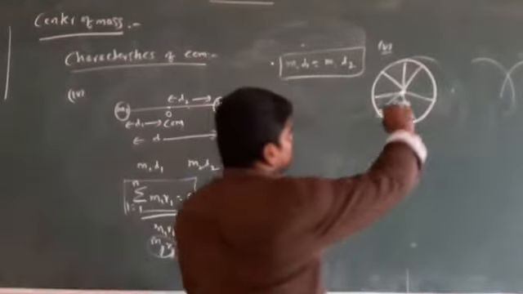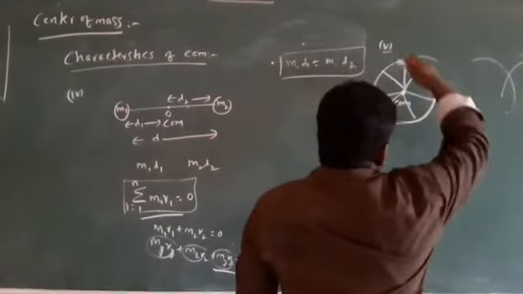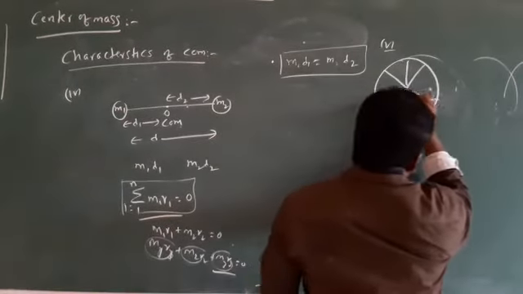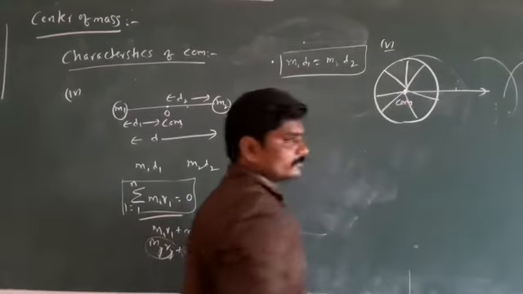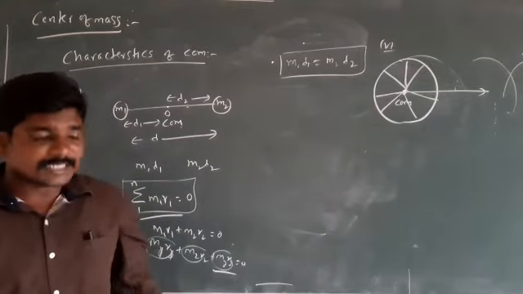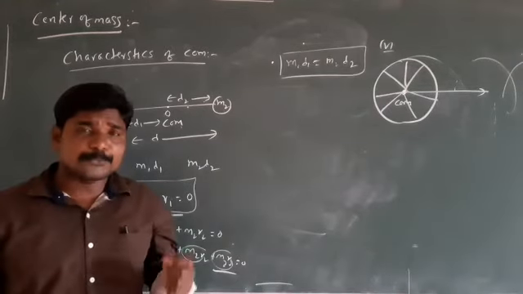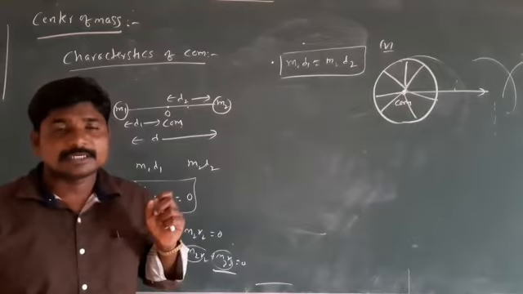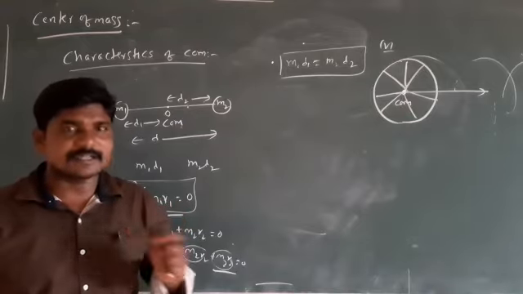Here, as the rim is moving forward, all particles are in rotatory and translatory motion, but the center of mass of this rim moves only in a straight line. That's why the motion of the center of mass is purely translatory. The center of mass of a body always moves in translatory motion, meaning straight line motion.